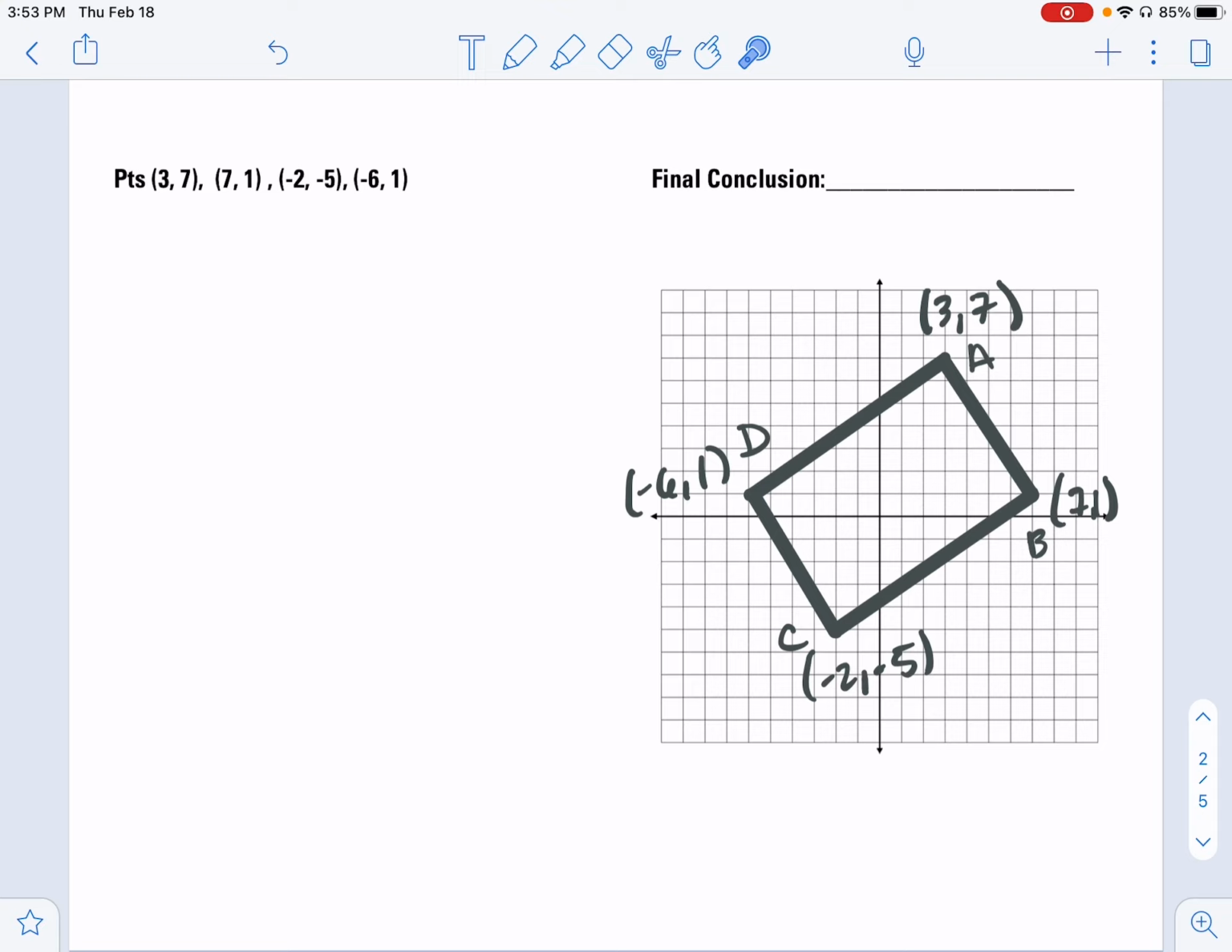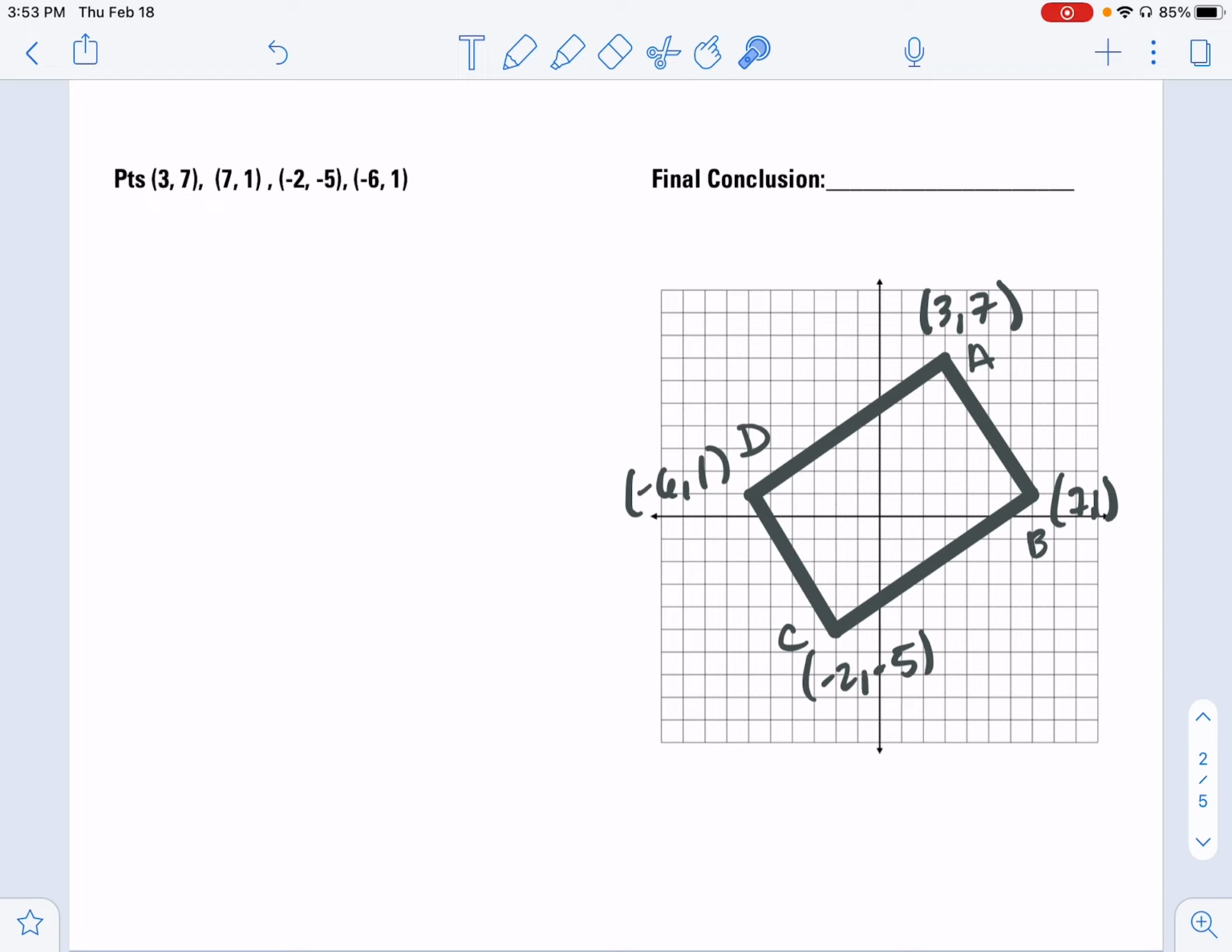So here we were given some points. I've already got my shape drawn for you guys. So we had points 3, 7, 7, 1, negative 2, 5, negative 6, 1. And I just went ahead and labeled them A, B, C, and D. You can label them whatever you want, but you do need to have them labeled so we can talk about the sides. Now looking at this shape, my gut reaction is it's a rectangle. I almost said parallelogram. My gut reaction is it's a rectangle.